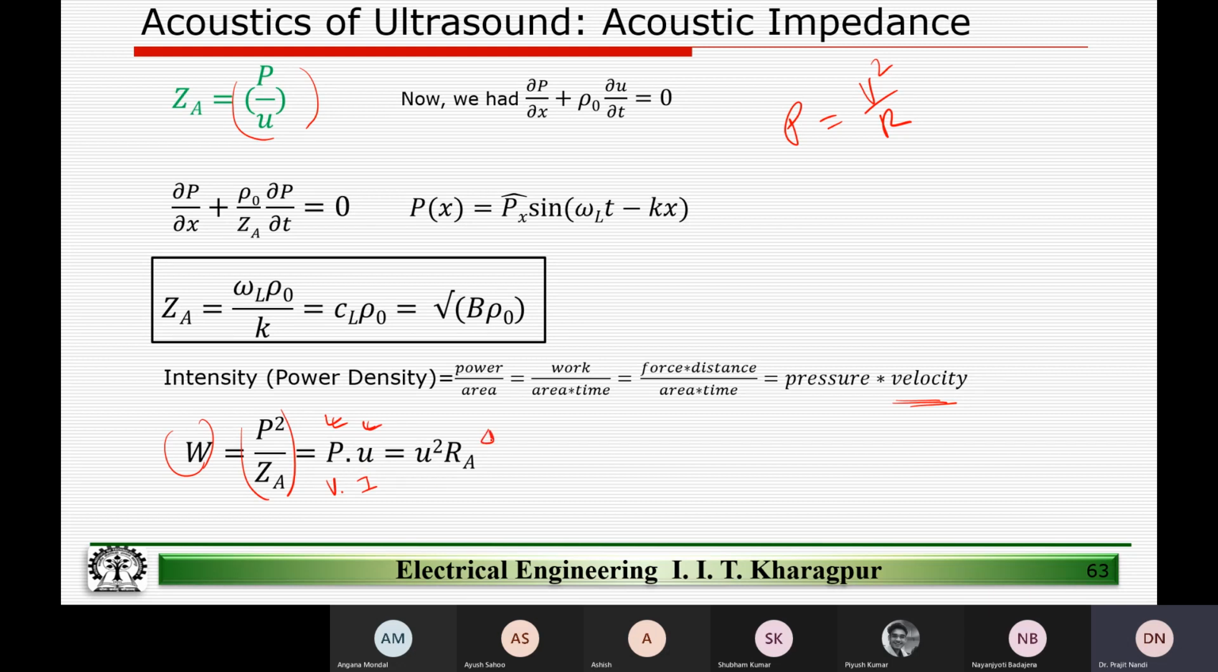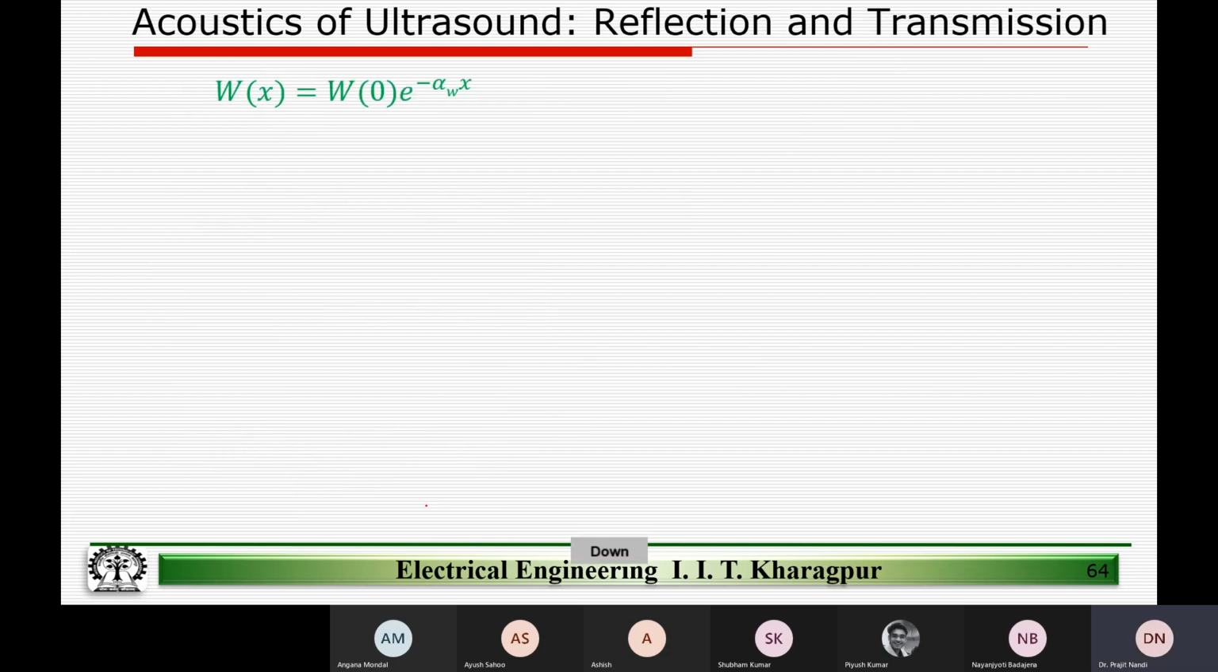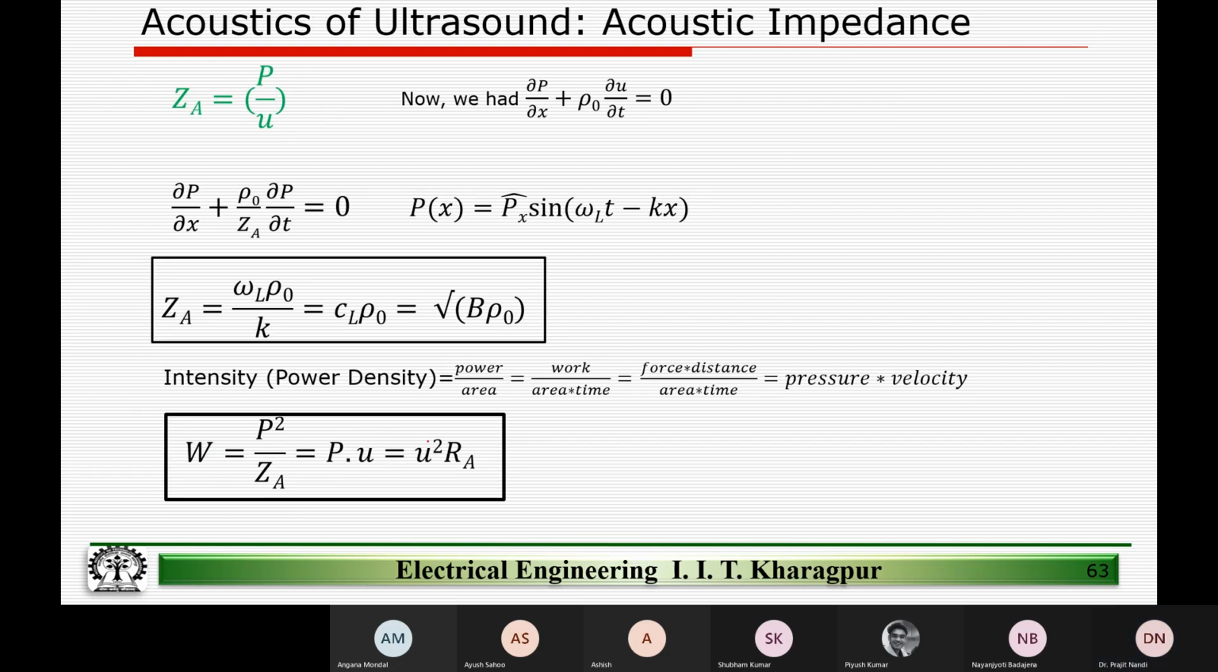And this again, U square RA, is nothing but I square R, where U is synonymous to current and R, or ZA, is the same as the impedance that is offered, right? So this is the power density that is associated with a wave propagating in a medium. The medium has a characteristic acoustic impedance given by ZA.